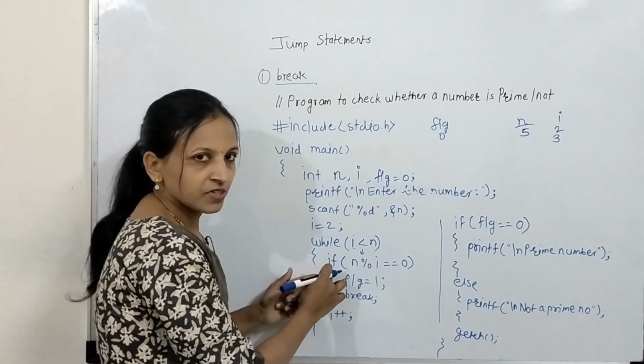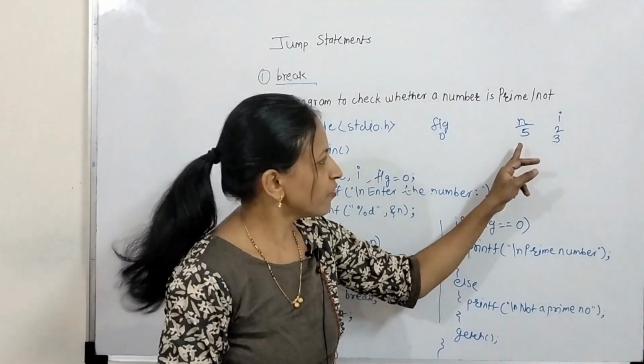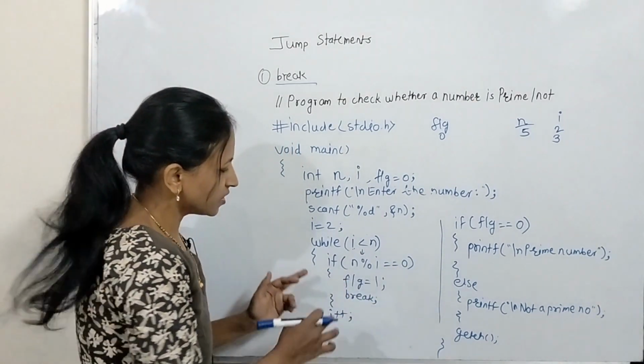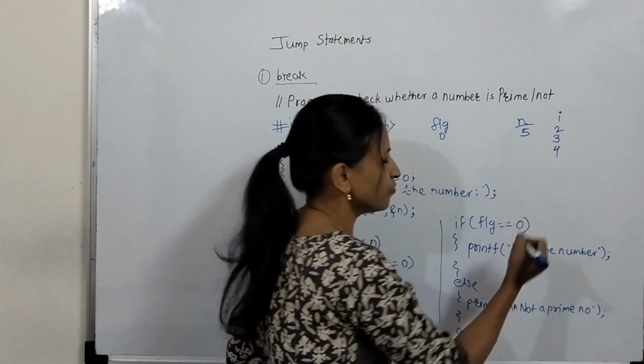It will again check one more condition. We have written here if n modulus I. In this case n is 5, I is 3. 5 modulus 3 is equal to 0? Again false. That's why this will not get executed. I++ means I will become 4.